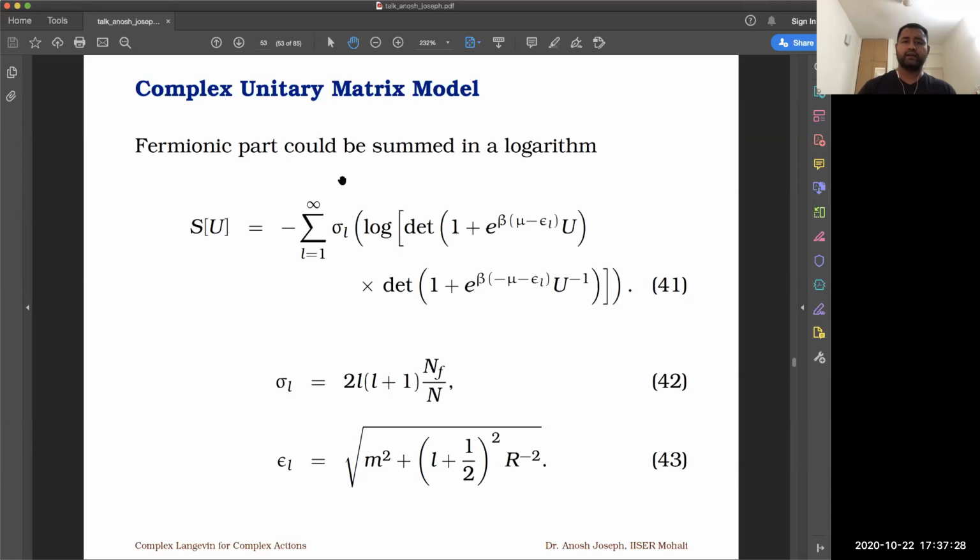Then the action takes this particular form, which was derived in those papers I mentioned. There is again a tower going to infinity, and a logarithm, and we sum over this logarithm. Sigma L is defined this way, with epsilon L. These are energy levels, and they are defined in this way.